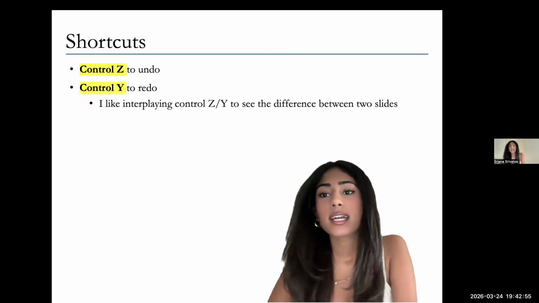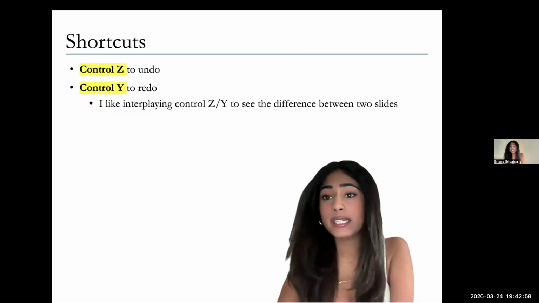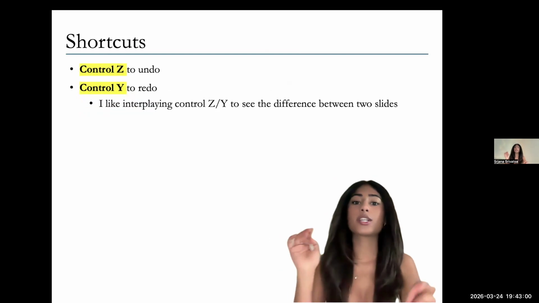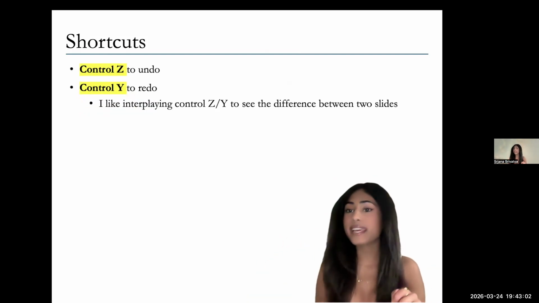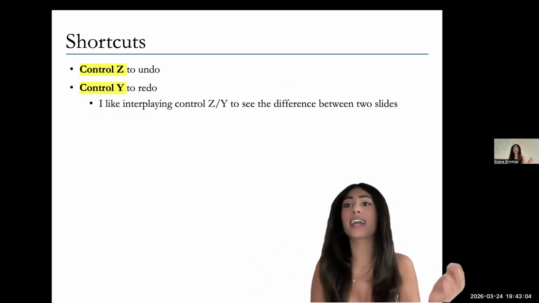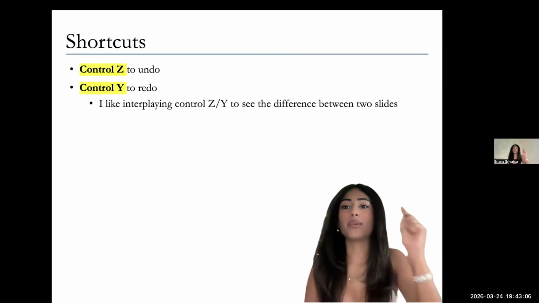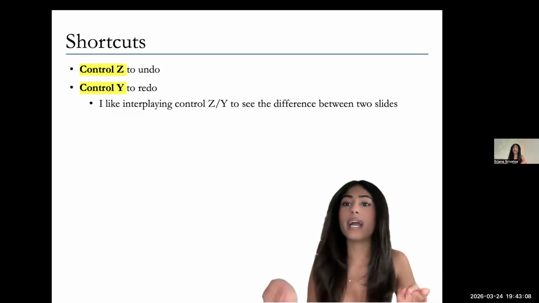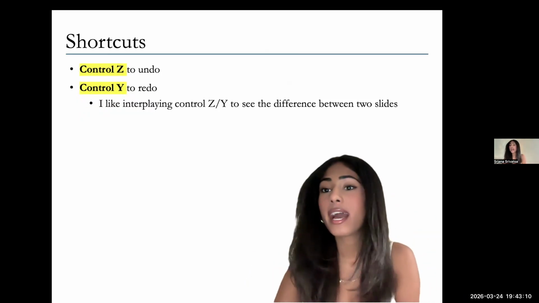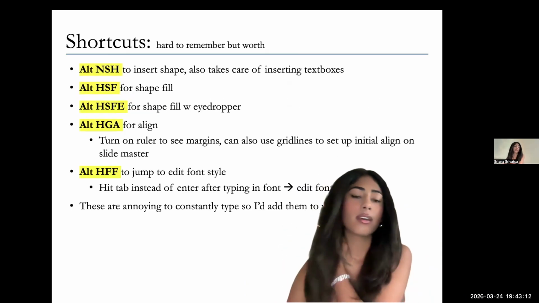More shortcuts. Control-Z undoes, Control-Y redoes. So interplay Control-Z and Y to see the difference of an edit. If you're wondering whether you like an edit, don't hit the undo button and the redo button, just use Control-Z, Control-Y, and you can see the difference between a change to decide if you like the change.